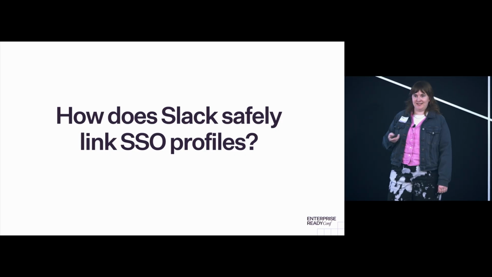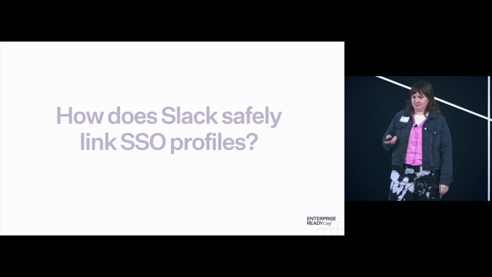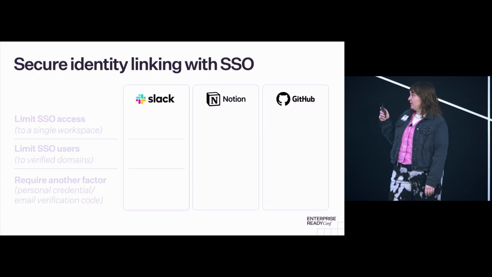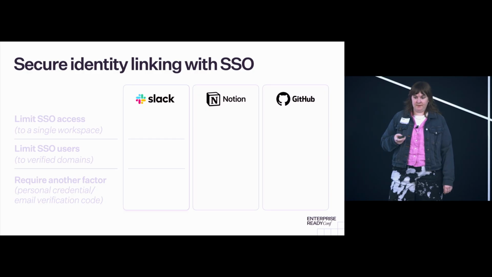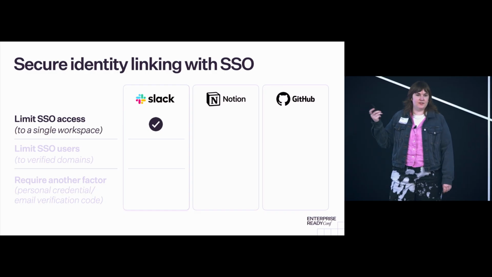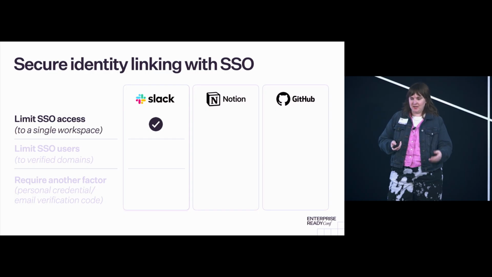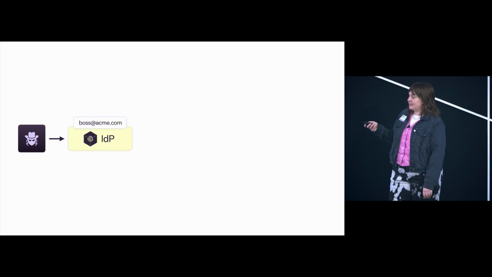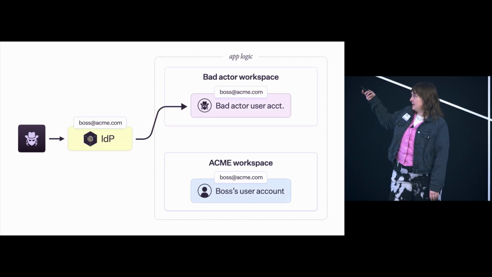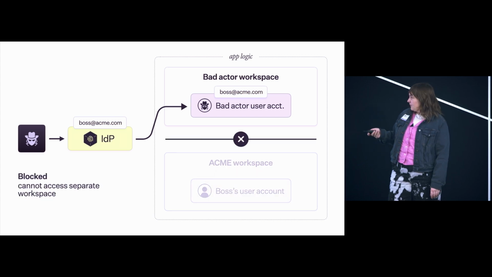So how does Slack safely link SSO profiles, given that I could add your boss's email to my IDP? So the single workspace model is a key component. When you sign in via SSO in Slack, you're actually only ever signing into a single workspace. And so the access that you get is very limited. So if I try signing in as your boss, I only get access to the workspace that I created where I set up SSO. I don't get access to any of your boss's existing user accounts. I'm blocked.